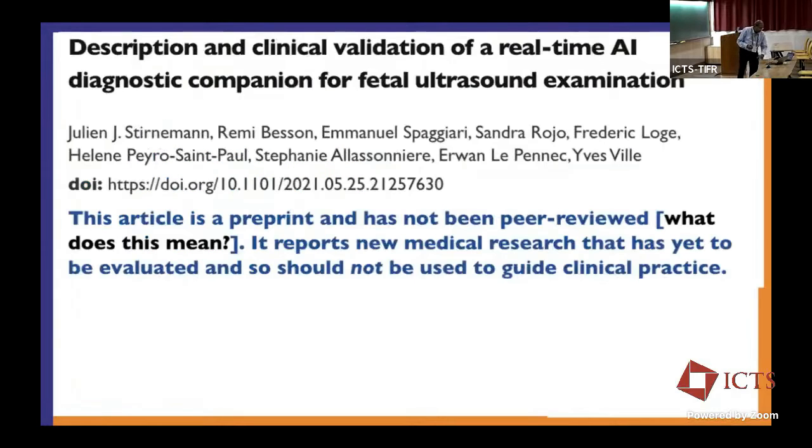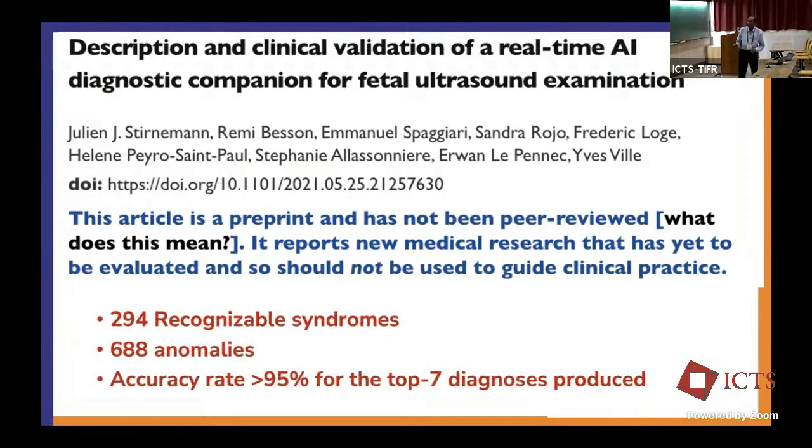So what is the performance of this? This article was recently published, and they have put a clear disclaimer that this is a preprint and has not been peer reviewed. It reports new medical research that has yet to be evaluated, so it should not be used to guide general practice. But this has come out as a commercial product, right? And 294 recognizable syndromes, 68 anomalies, and an accuracy rate of greater than 95% for the top 7 diagnoses produced. So this is potential again, because certainly with the current AI technology available, there is huge potential.